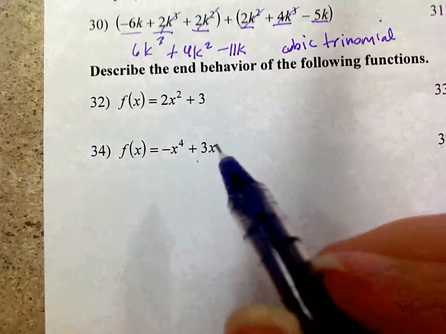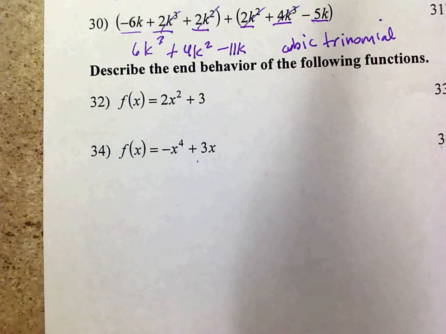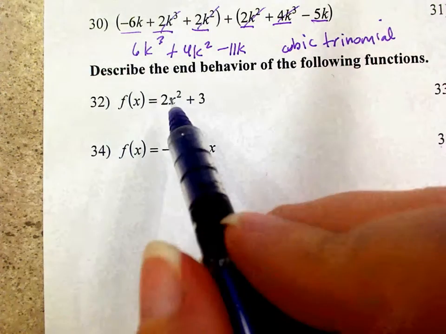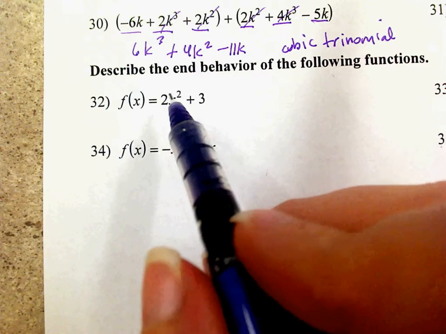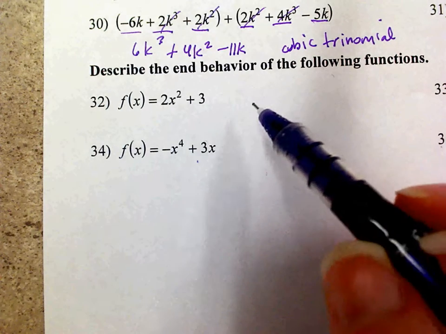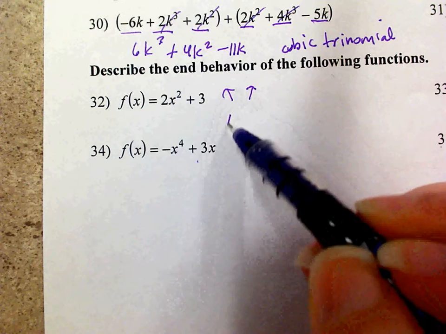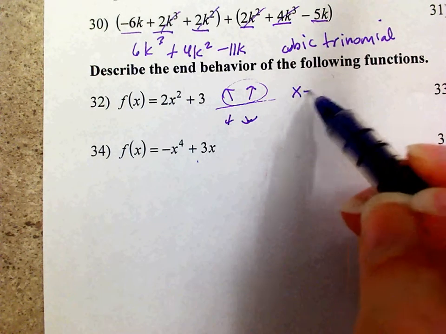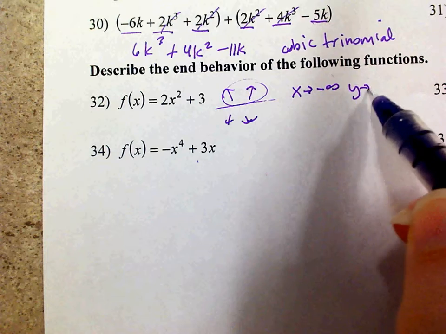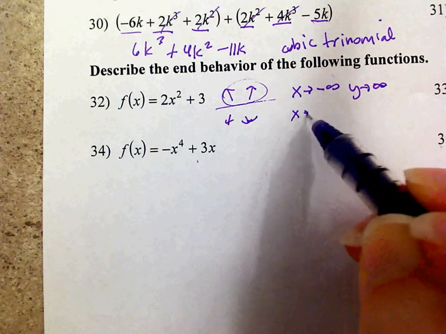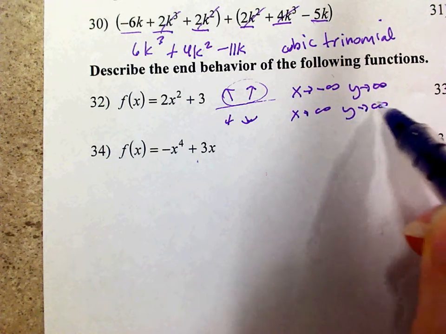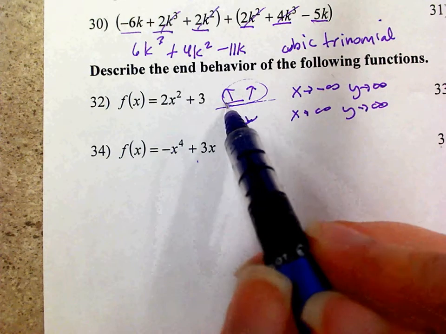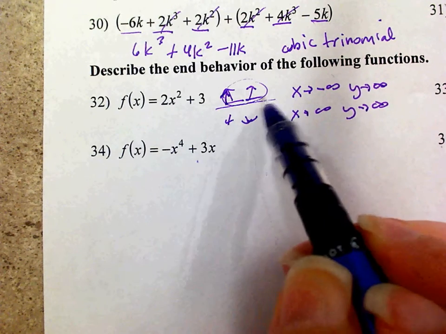This is an even function because the highest power is a 2, and it's a positive lead coefficient. If it's a positive even, it goes up, up, or down, down, and since it's positive, it's got to go up, up, which means as x goes to negative, y goes to positive. As x goes to positive, y still goes to positive. As x goes to negative infinity, y goes to positive infinity. As x goes to positive infinity, y goes to positive infinity.